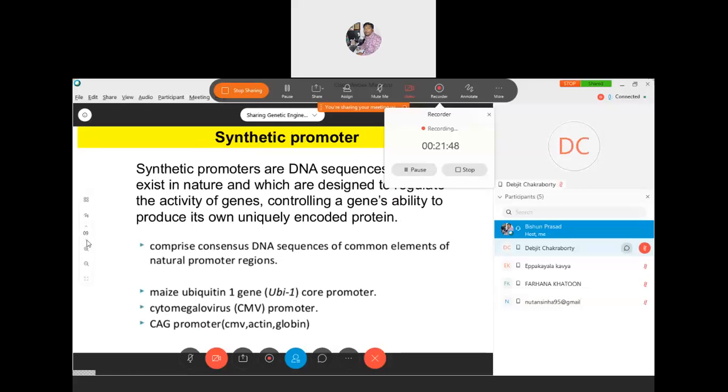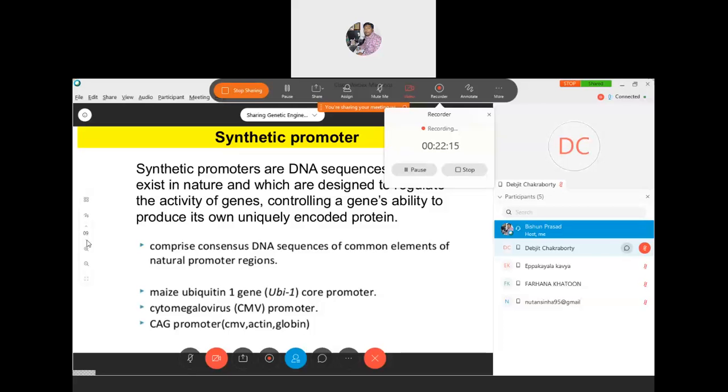Then another example of this promoter is the synthetic promoter. Synthetic promoters are DNA sequences that do not exist in nature and which are designed to regulate the activity of genes, controlling a gene's ability to produce its encoded protein. As we have said earlier, this is a man-made promoter.